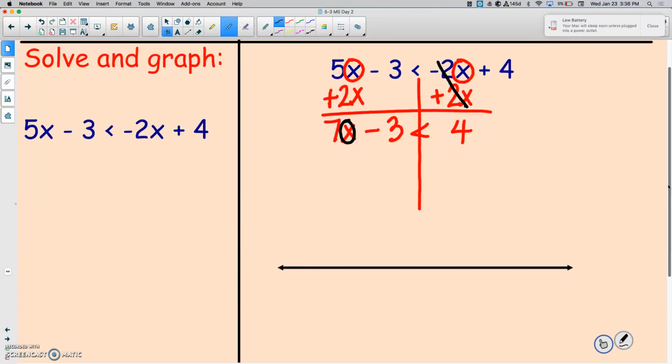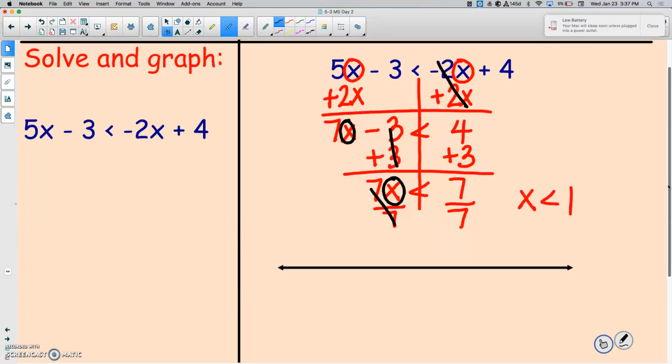Working on the side where the variable is, next I should add 3 to cancel out the negative 3. So that leaves 7x is less than 7. And then in front of the x I have a 7 times x. So the inverse of multiplying is dividing. So if I divide by 7, I get x is less than 1. So on my number line, I have positive 1, less than is an open circle to the left, and to the left of 1 would be 0 and negative 1.